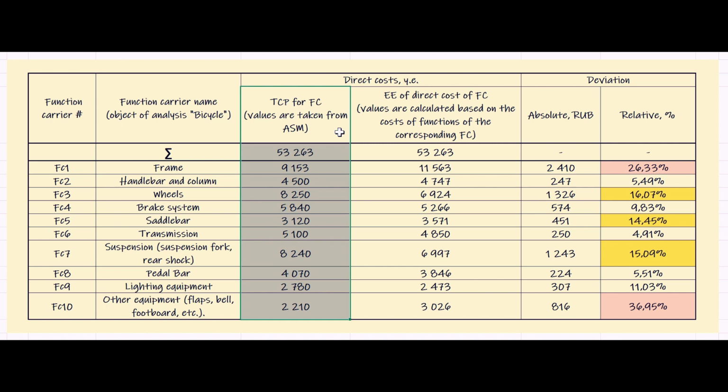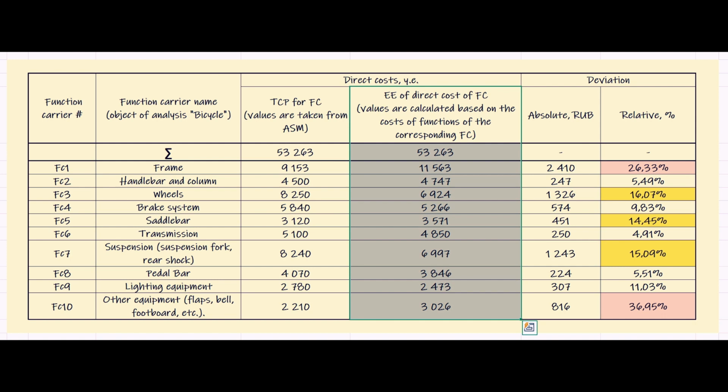The first thing I would like to draw the listeners' attention to is that in the technical commercial proposal column, the values of direct costs are actual, and the expert evaluation of direct costs for function based on the technical commercial proposal column are expert, i.e. set using methods for determining significance for the abstract functional model. Let's consider the most significant deviations, which are deviations for functional carriers, frame, and other equipment.